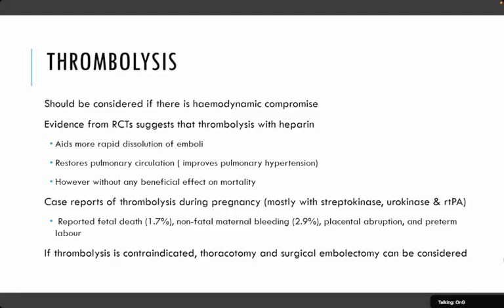And then the other option is thrombolysis, which should be considered if there's hemodynamic compromise. Evidence from randomized controlled trials suggests that if used with heparin, thrombolysis aids in more rapid dissolution of the emboli. It restores the pulmonary circulation by improving pulmonary hypertension. However, there are no beneficial effects on mortality. And case reports on the use of thrombolysis during pregnancies reported fetal death rates of 1.7%, non-fatal maternal bleeding of 2.9%, as well as abruption and preterm labor.